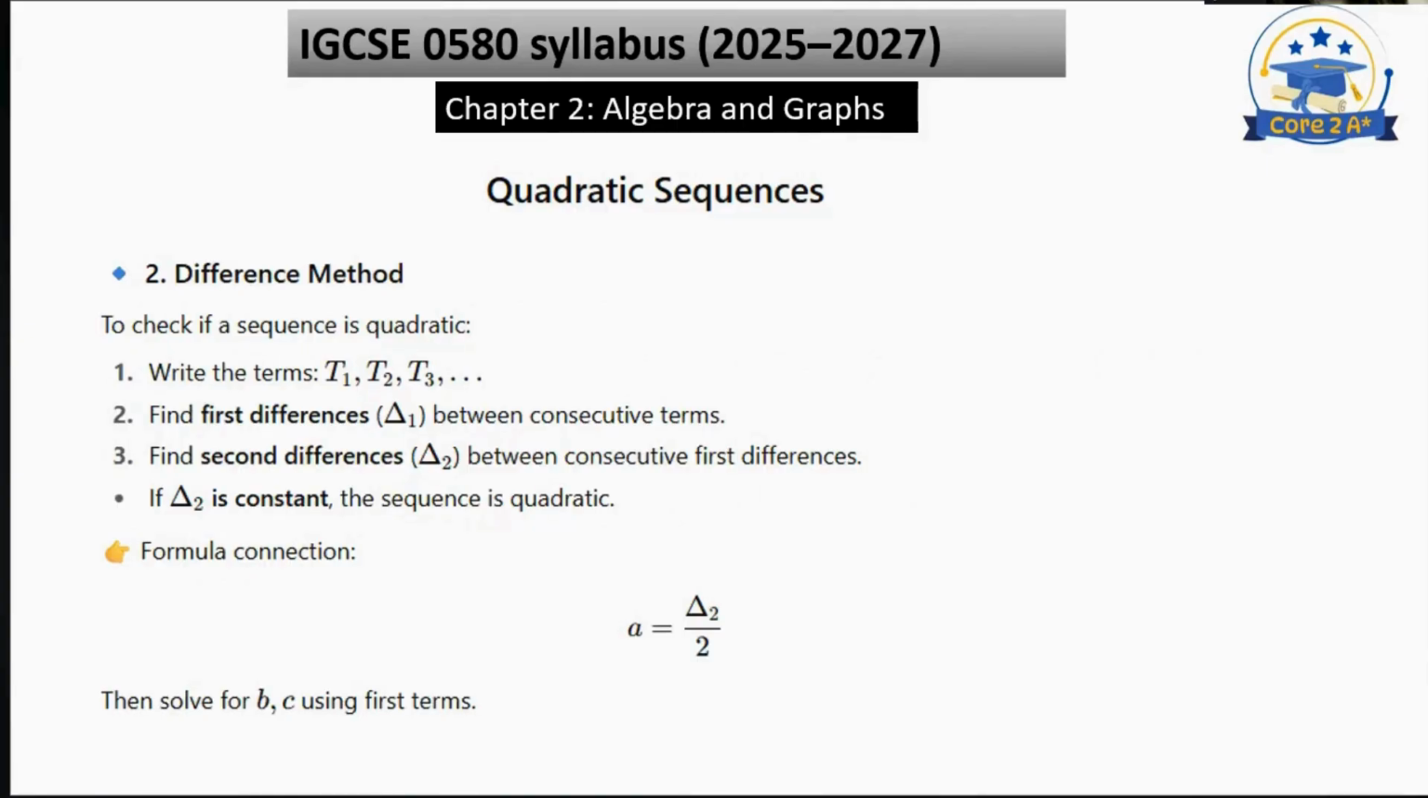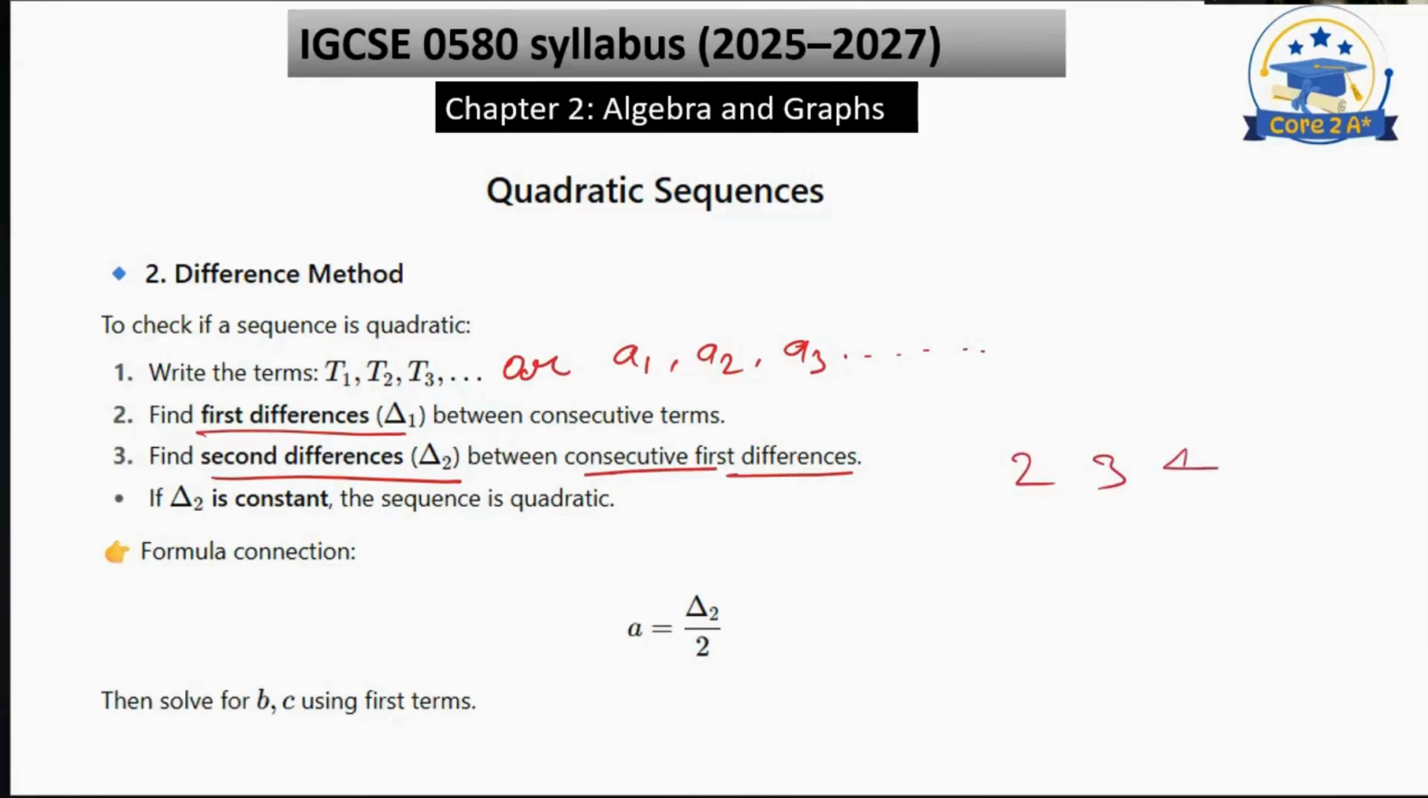And how do we solve a quadratic sequence? First of all, write the terms in the form of t1, t2, or you could say a1, a2, a3, like in linear sequences. First you need to find the first difference, and I will tell you how later. Then find the second difference. Suppose the first difference is delta 1 and the second difference is delta 2, taken between two consecutive first differences. Consecutive means just after, like 2 and 3.